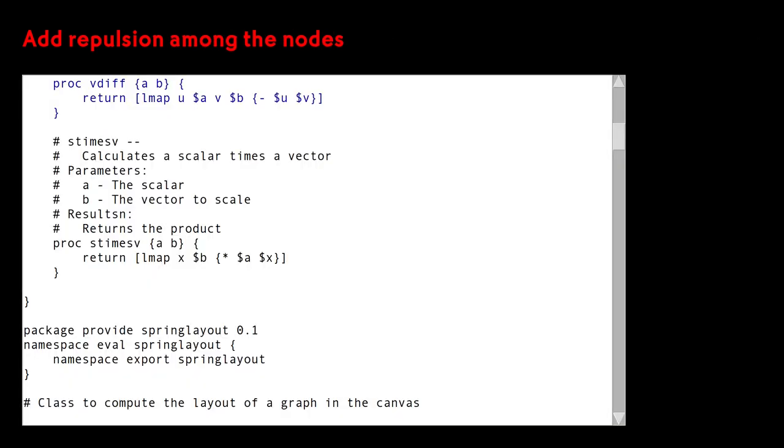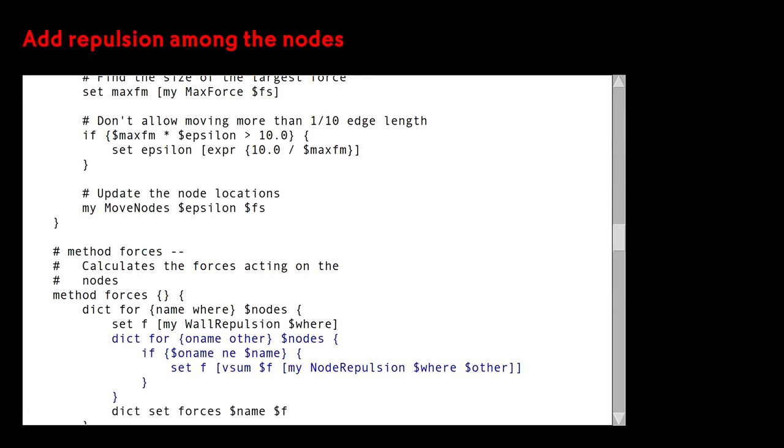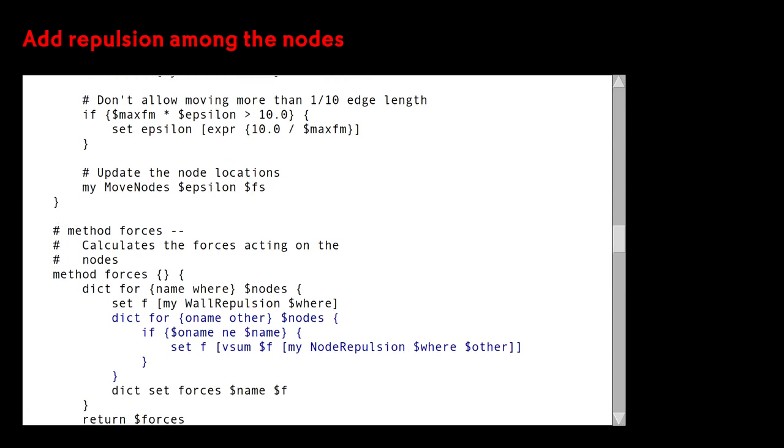The next step is to add repulsive forces between the nodes so that they don't all collapse into the center of the layout. It turns out that I'll need the difference of two vectors as well as the sum, so I'll copy and paste that in now. It just subtracts components in pairs. Next, we'll modify the forces method. For every node in the layout, we'll look at all the other nodes and add up the repulsive forces. We'll delegate to a new node repulsion method to do this.